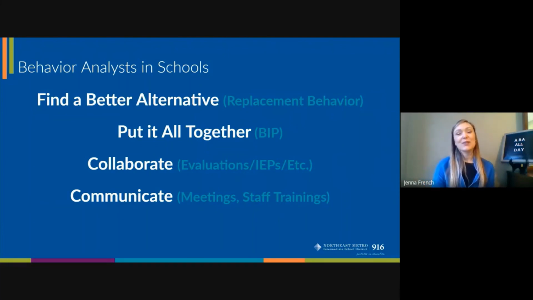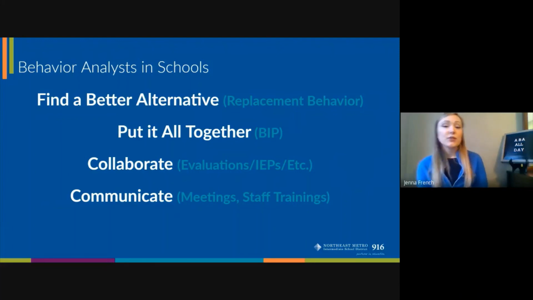We put it all together. So again, when I talked about taking those antecedent strategies, the teaching strategies, the consequence strategies, we can put all of that together in a behavior intervention plan and then help staff learn how to implement that plan and collect that data. We collaborate. So we might work with a team on an evaluation, help coach with IEP goals, or just make general recommendations for strategies that teachers or education staff can try.